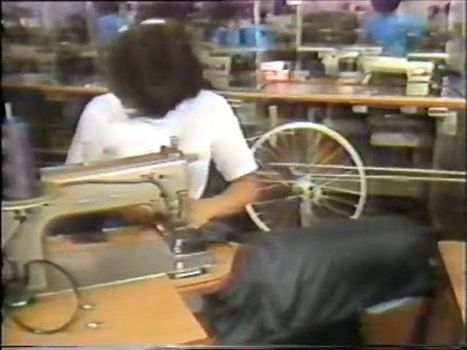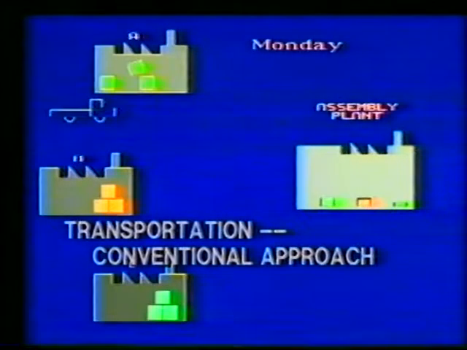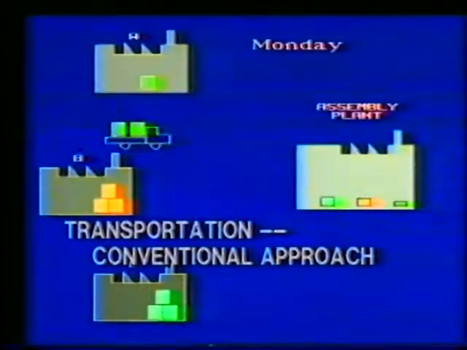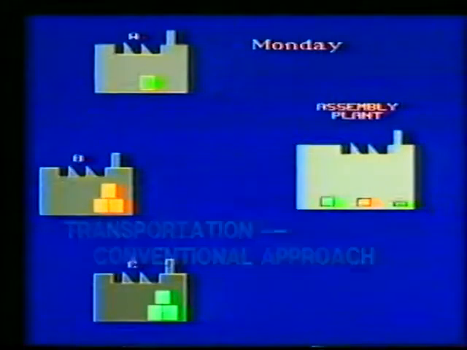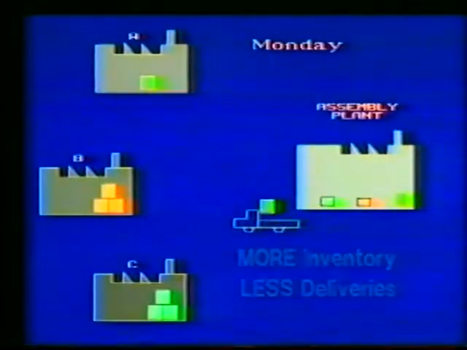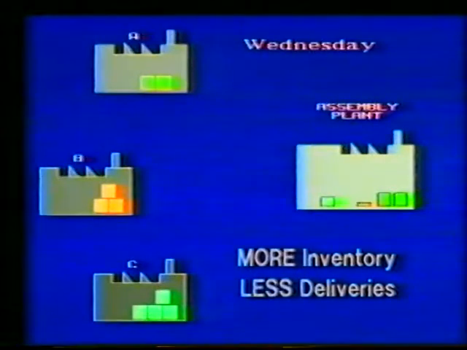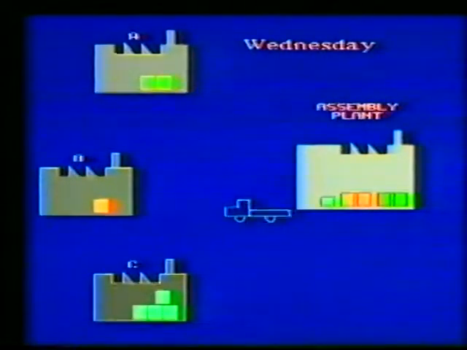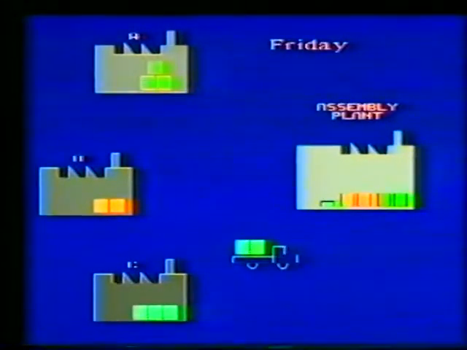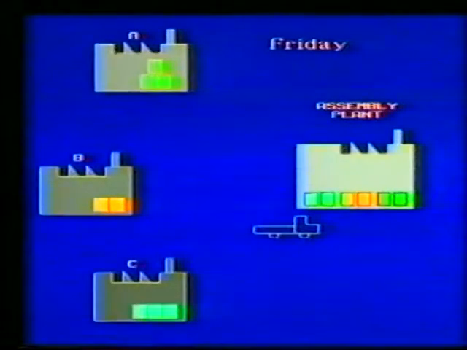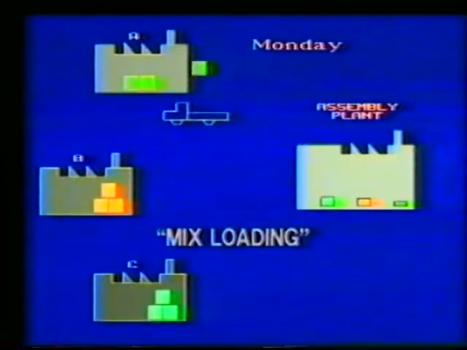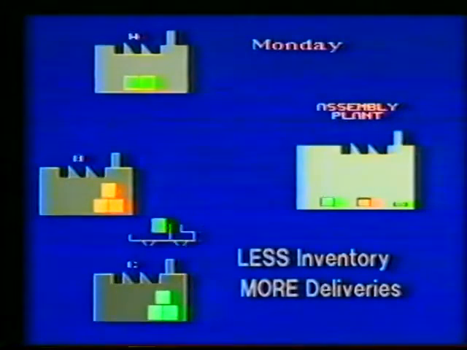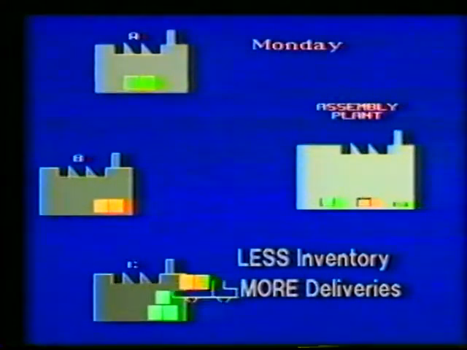Let's compare some conventional and innovative approaches to transportation with this illustration. First, the conventional approach. This represents large lot infrequent transportation. The results are slow feedback of information, accumulation of inventory, additional problems impacting quality, and increased expediting work. Next, this shows a mixed loading arrangement. Parts are delivered more frequently, inventory levels are lower, and the entire situation is much more streamlined.